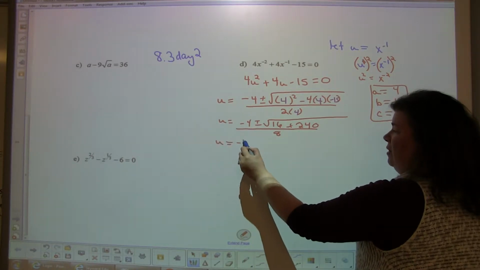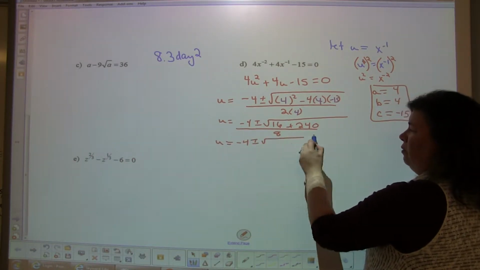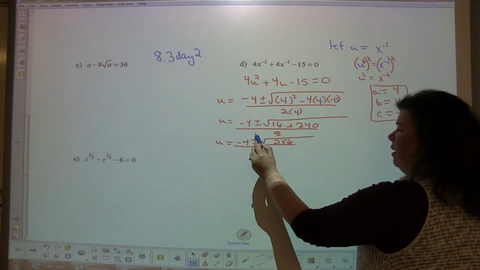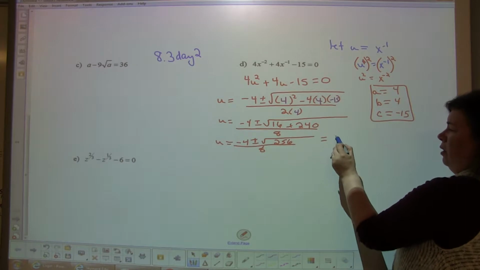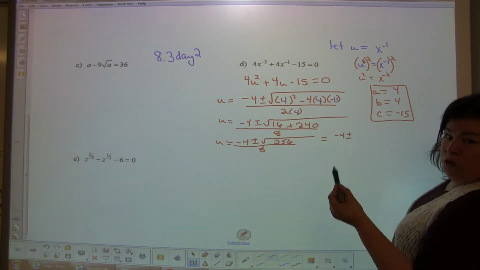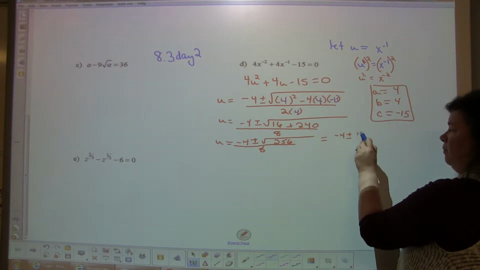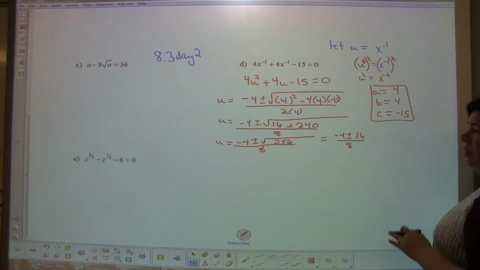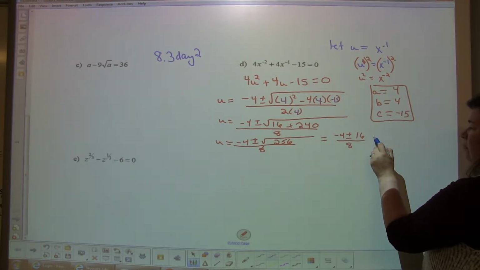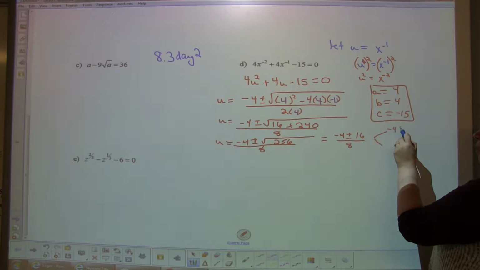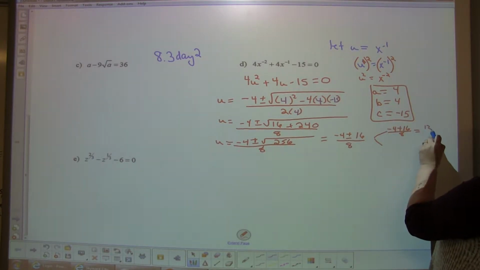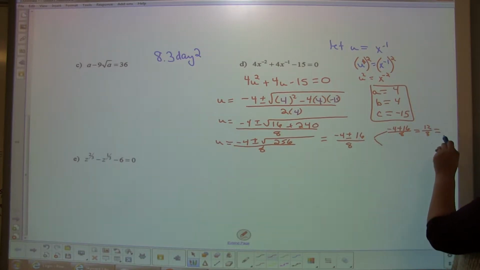If we simplify this even more, we're going to get the square root of 256 all over 8. And this is a plus and minus here. If we carry forward, we get negative 4 plus and minus the square root of 256, which is 16, all over 8. Now we're not done because we actually have 2 real nice answers here. If we separate them out, we have negative 4 plus 16 over 8, which is 12/8, which reduces to 3/2.